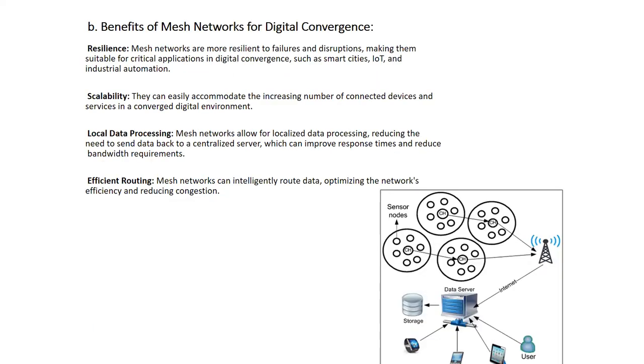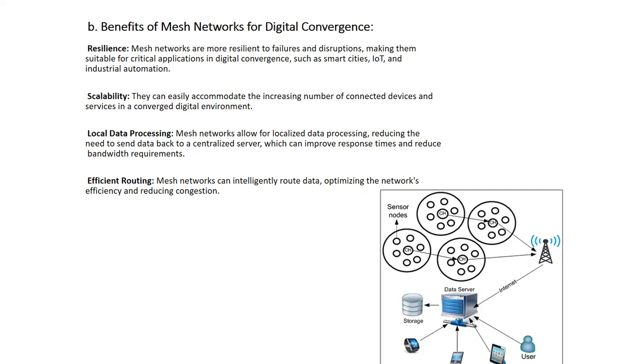When we go to question B, it requires us to give the benefits of mesh networks for digital convergence. So one of the benefits is resilience, whereby mesh networks are more resilient to failures and disruptions, which makes them suitable for critical applications in digital convergence, such as smart cities and industrial automation.